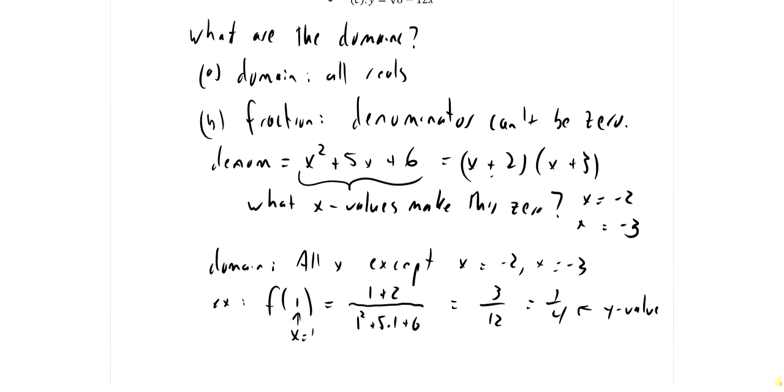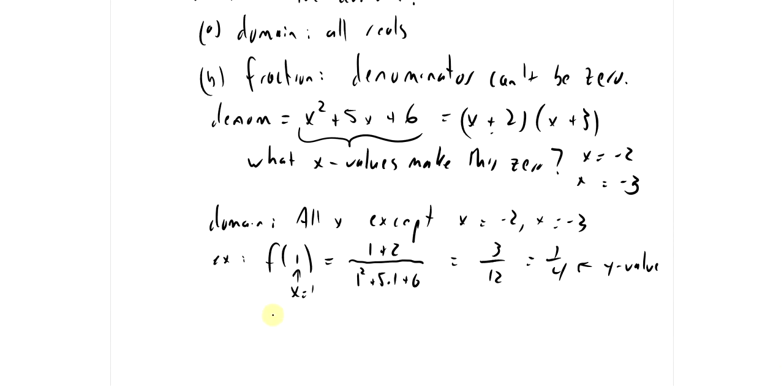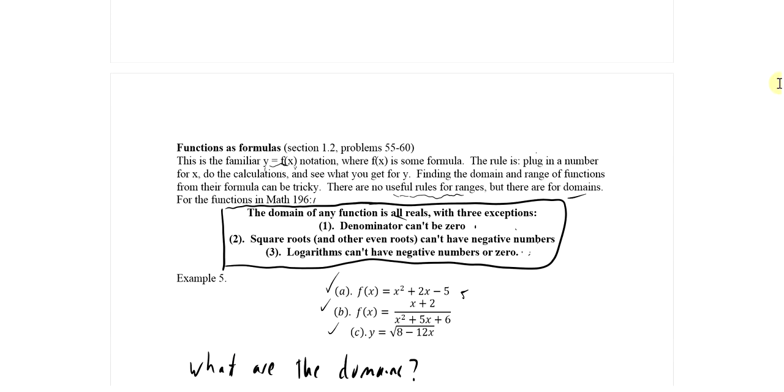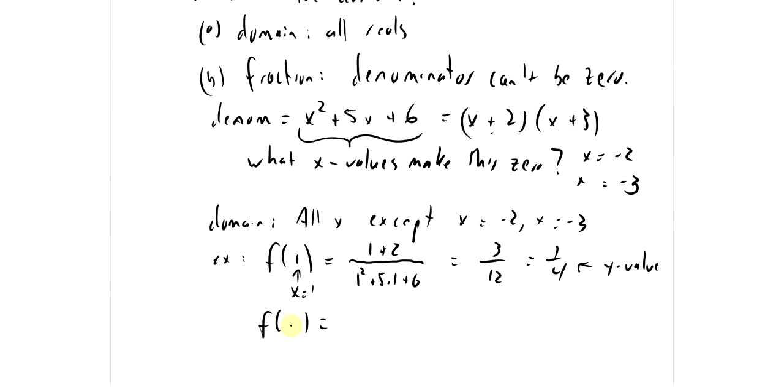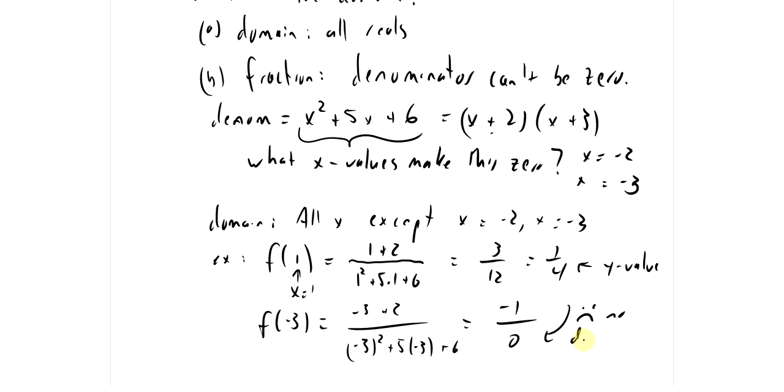On the other hand, if we tried to calculate f of minus 2, what do you get? Well, let's actually try f of minus 3. What do you get? You get minus 3 plus 2 over minus 3 squared plus 5 times minus 3 plus 6. And what's that? Well, I get a minus 1 in the top. And then on the bottom I get 9 minus 15 plus 6. 6 plus 9 is 15. I get 0. No divide by 0. So minus 3 is a bad number. You can't plug minus 3 into this function because you get a 0 in the denominator.